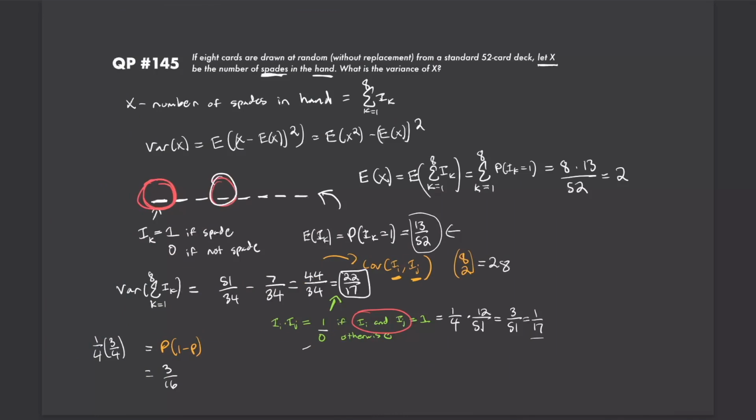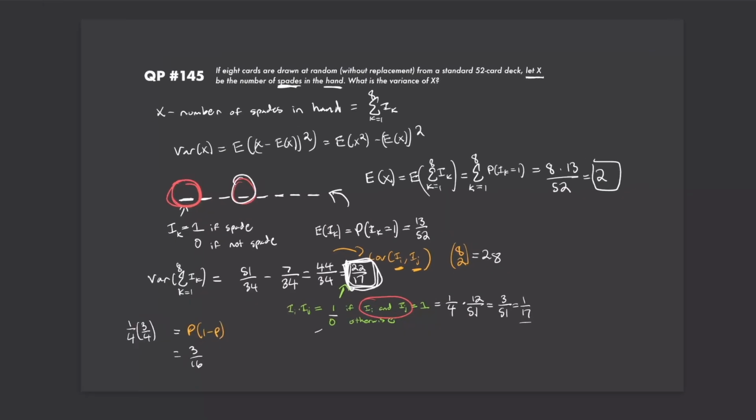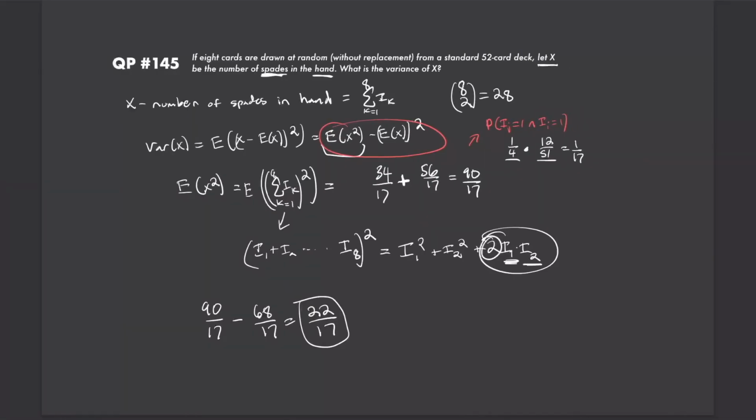So you can do this either way. This is not the answer to this question. This right here is the expected value of X, it's 2, and this right here is the variance, 22 on 17. Our second moment was 90 on 17, not that it matters, but this right here was our variance. That's what we were originally trying to solve.